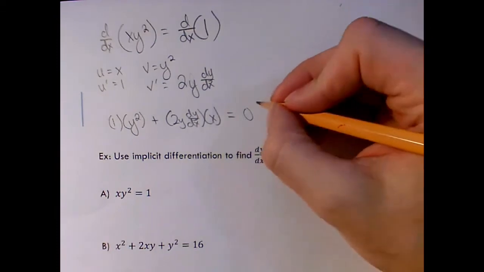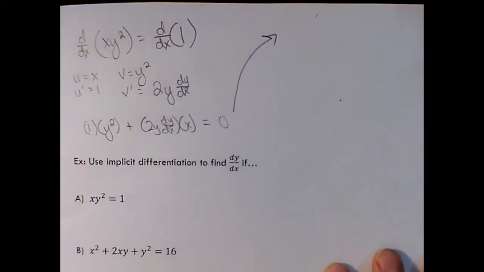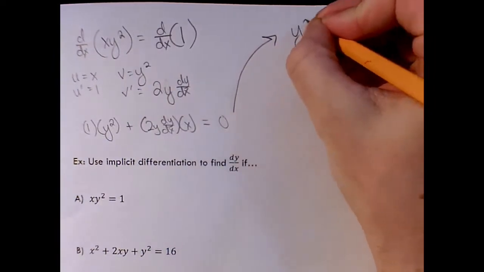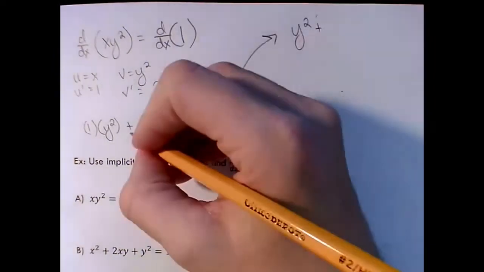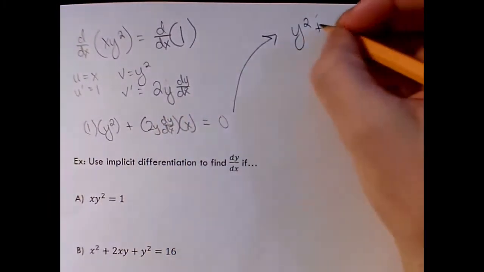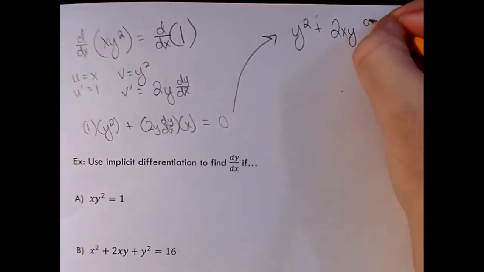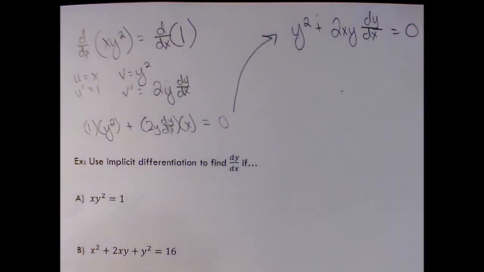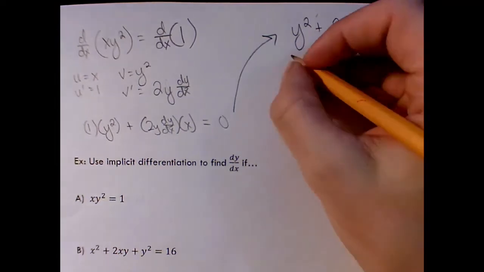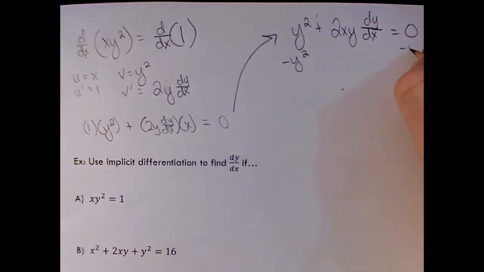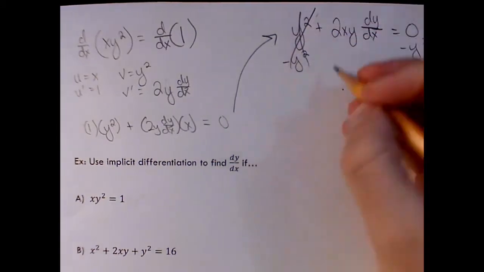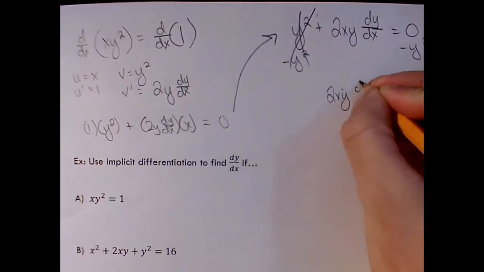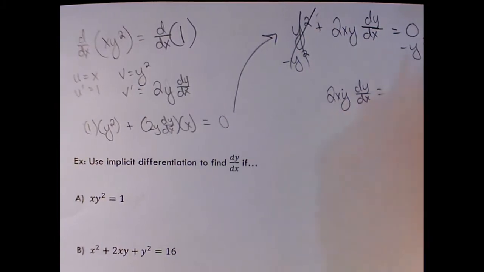So let me simplify this and clean it up. 1 times y squared is y squared, plus 2, and I'm going to include the x there, 2xy dy/dx. And that's going to equal 0. Let's get rid of all the non-dy/dx terms. So I'm going to subtract y squared from both sides. That crosses out. I now have 2xy dy/dx equals 0 minus y squared, which is just negative y squared.